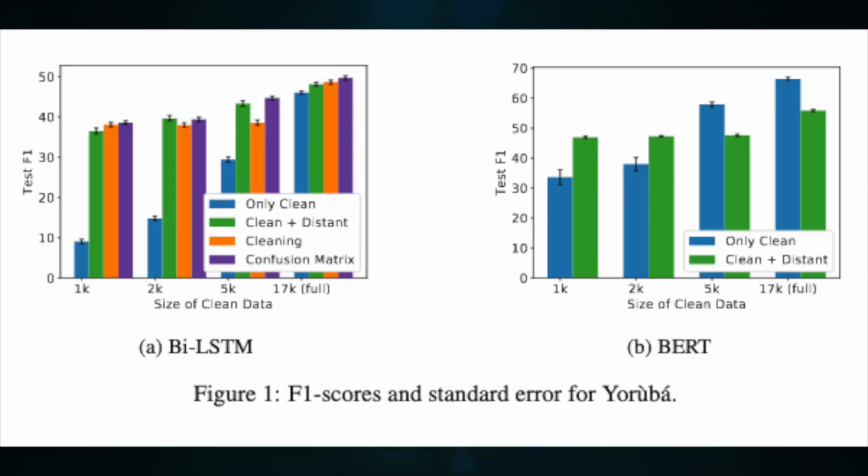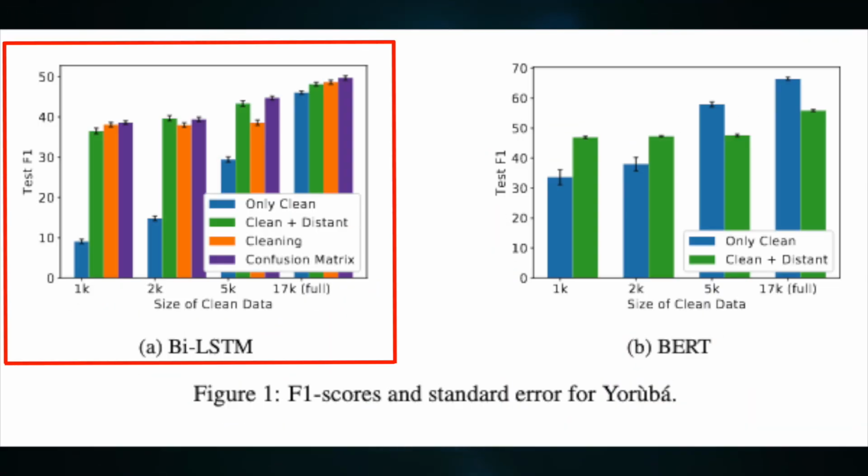The overall results for Yoruba are in figure 1. For bidirectional LSTM, adding distantly supervised labels always helps. In low resource settings, with 1K and 2K data, it more than doubles the performance. Noise handling also improves results slightly, with the confusion matrix method almost always giving better results. Lastly, training on 5K labeled data with distant supervised data and noise handling can yield performance close to using 17,000 manually labeled tokens.